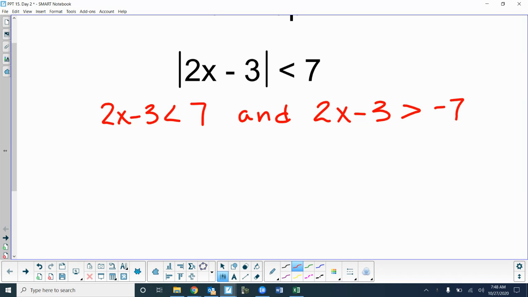So the 2x minus 3 part stays the same. We don't change that. Okay? But the original problem, less than -7. When it's less than, remember it's an and. And then we switch the inequality symbol and the sign with the number. All right, greater than -7. So then we just do the rest of it, it's really easy for you guys.